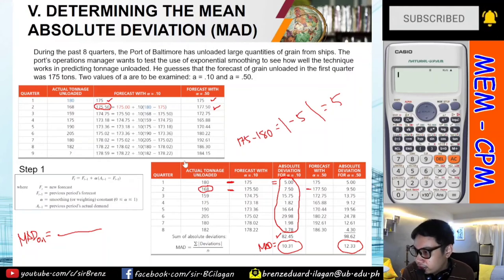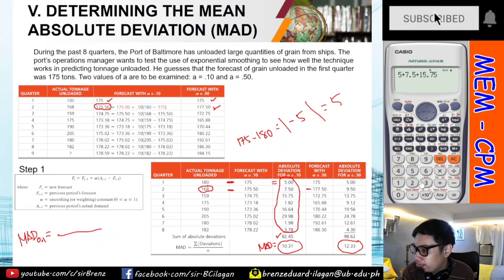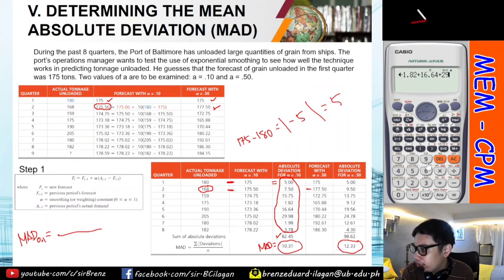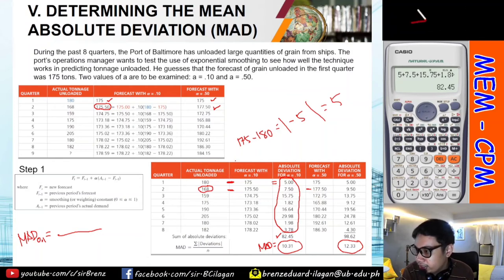So, check lang natin. So, sum lang natin to. So, 5. Ano yung sunod? 7.5. So, plus 15.75. Plus 1.82. Plus 16.64 plus 29.98 plus 1.98 plus 3.78. Ayan, so 82.45. So ganun lang din guys ang gagawin nyo dito ah.